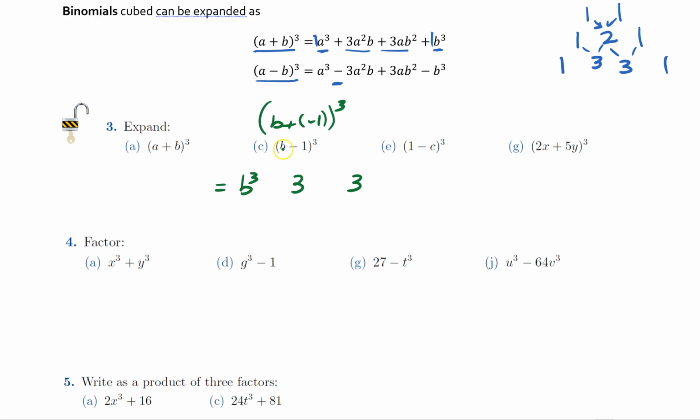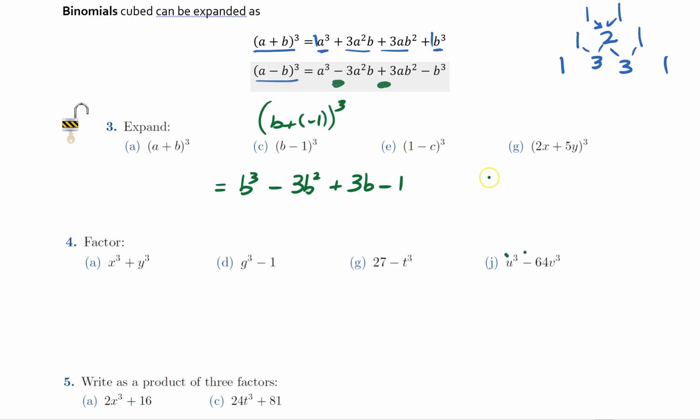Now then, I've got this one squared and this one to the power of 1. So a b squared times a minus 1 means that will be b squared, and minus 1 will just change that sign. And then I've got a b times minus 1 squared. So minus 1 squared becomes plus 1. So my signs are panning out as I expect. And the last term is minus 1 cubed, which will be minus 1 times minus 1 times minus 1. So it will be minus 1.